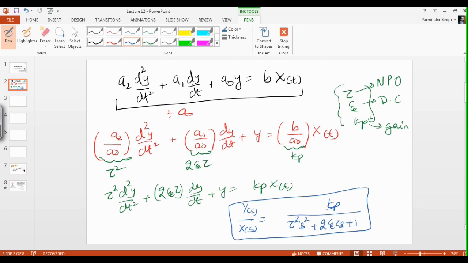If you see in the first order system, the transfer function was ys upon xs equal to kp upon tau s plus 1. So the power of s was 1, so it was first order. Over here it is s squared, a quadratic expression appearing in the denominator, so it's second order. In the higher orders, if we have s3, s4, they are either third order systems or fourth order systems. Clear?